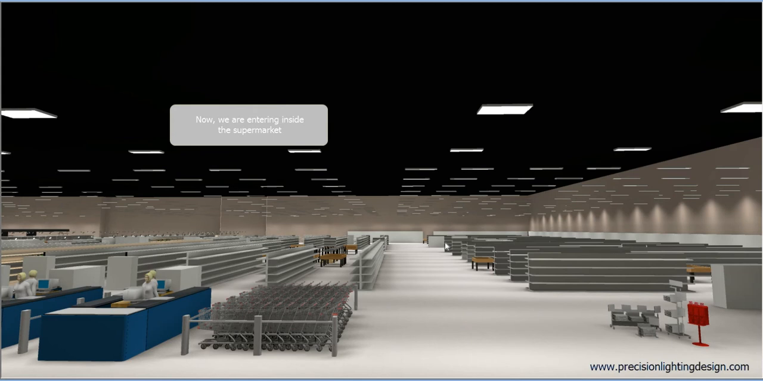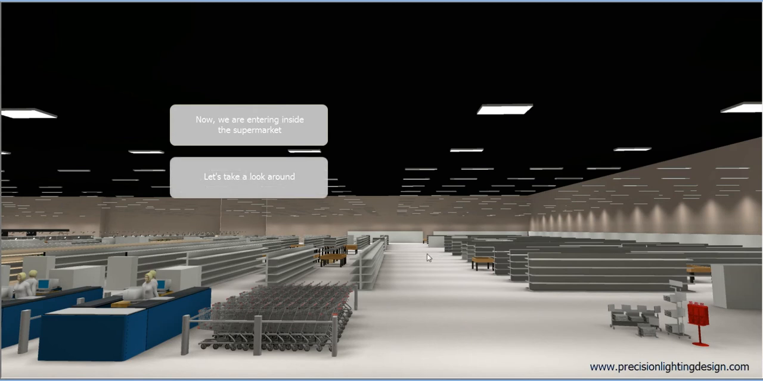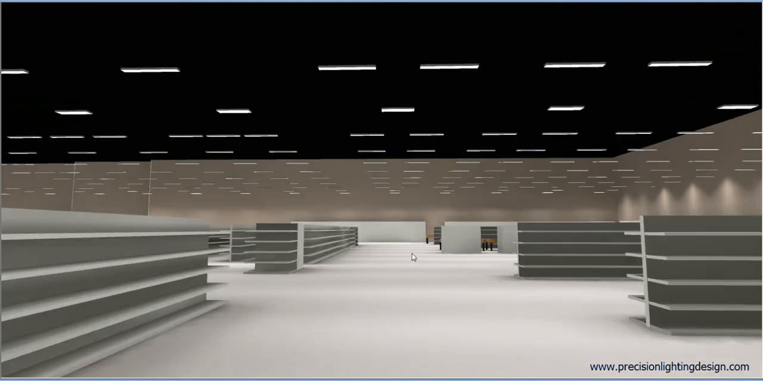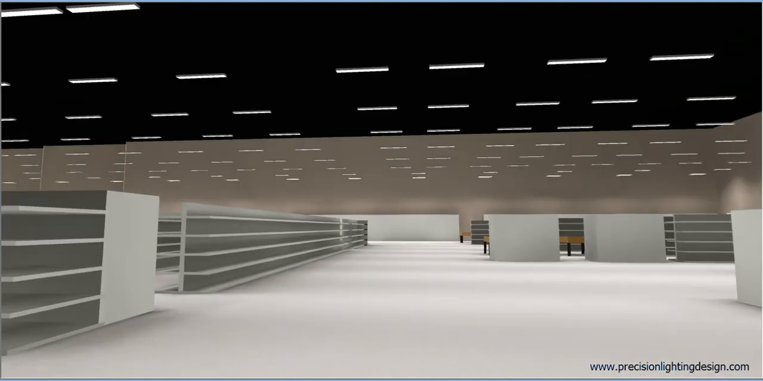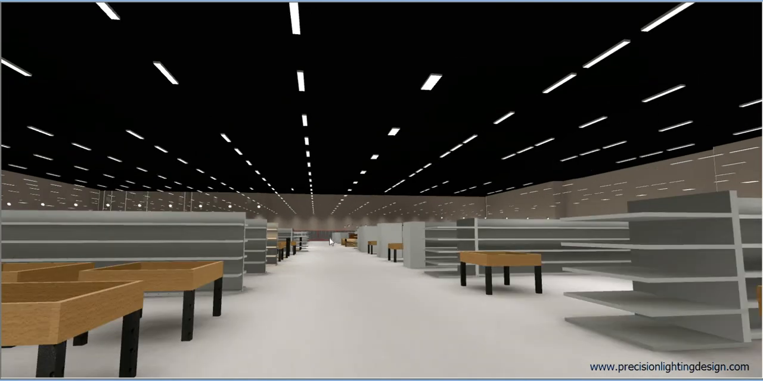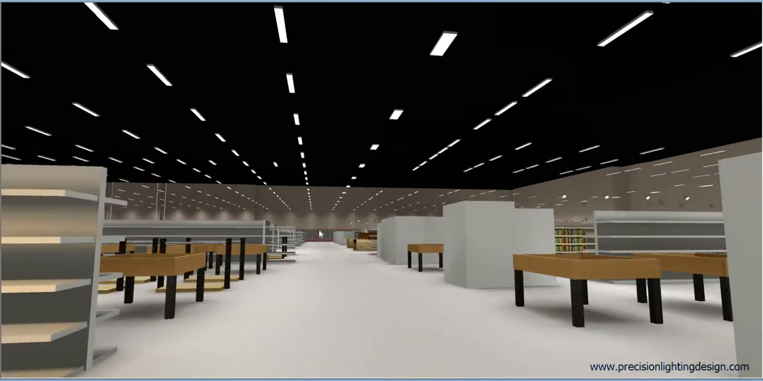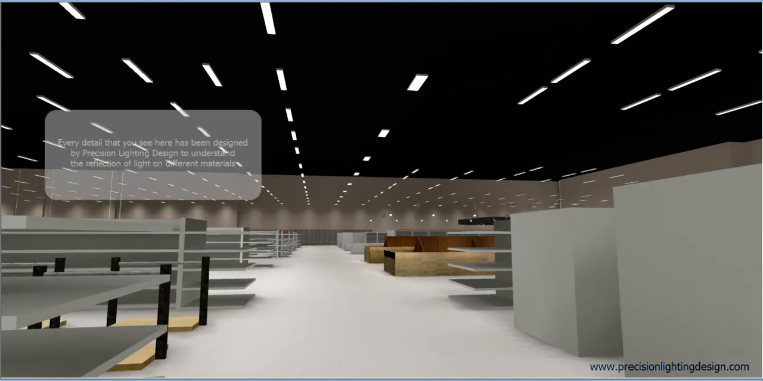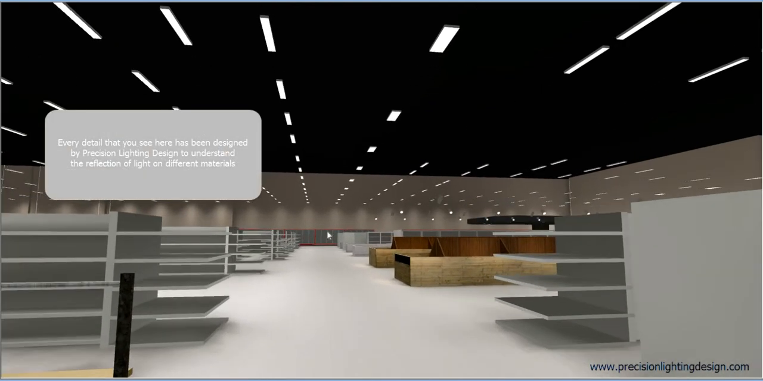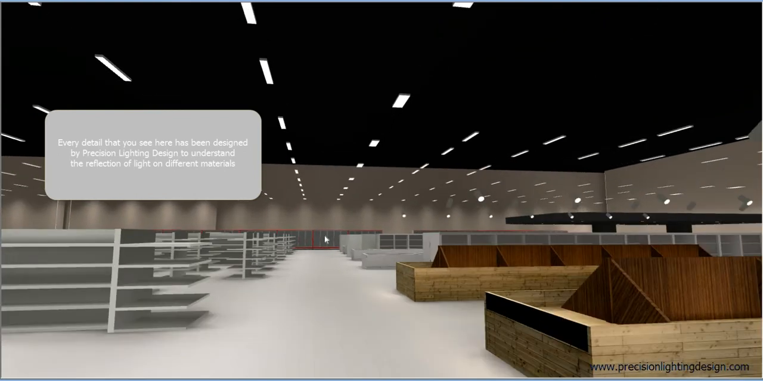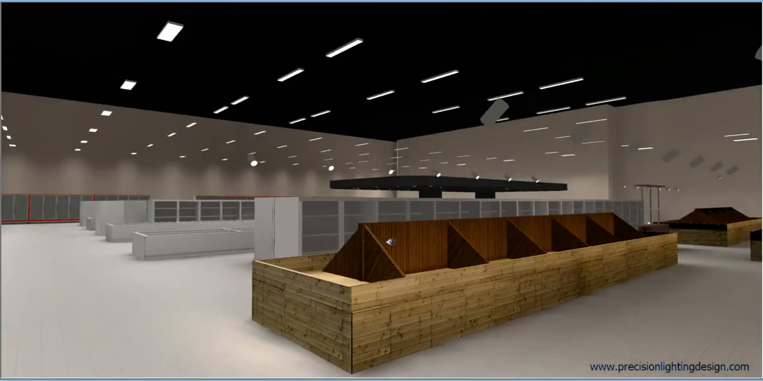Now, we are entering inside the supermarket. Let's take a look around. Every detail that you see here has been designed by Precision Lighting Design to understand the reflection of light on different materials.